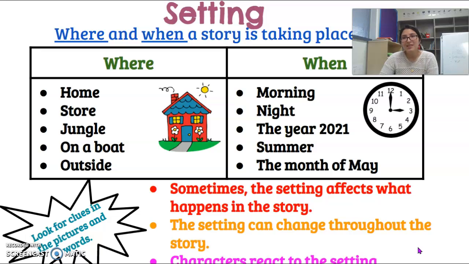All right? So characters. Characters are what? People, animals, things in a story, okay? Setting. Setting is where and when the story takes place. So I hope you enjoyed this little review over characters and setting.